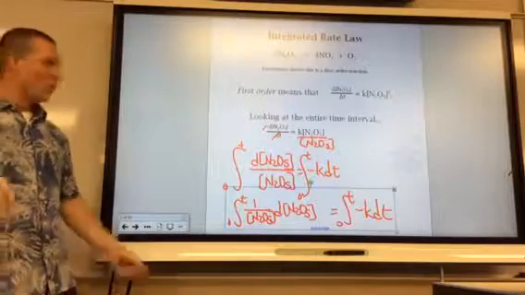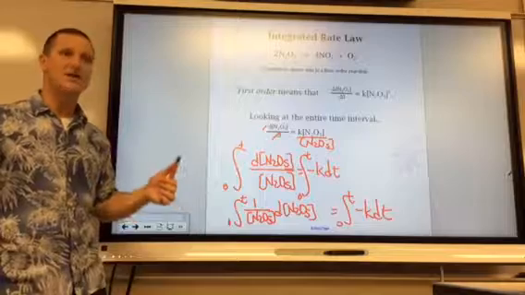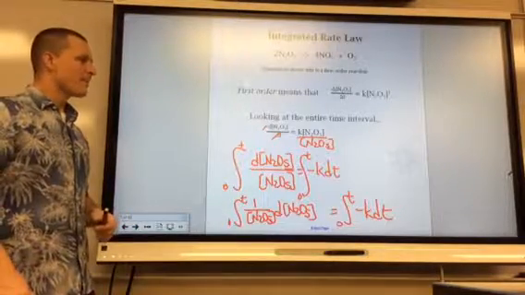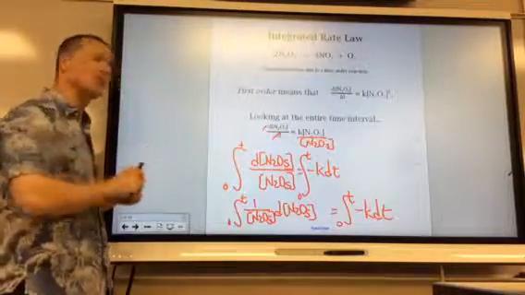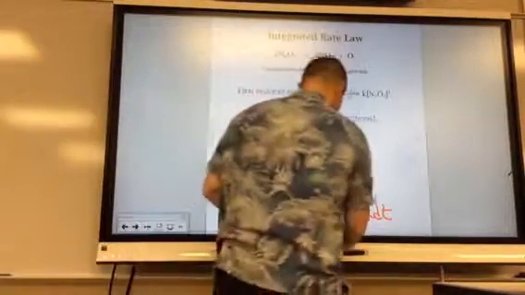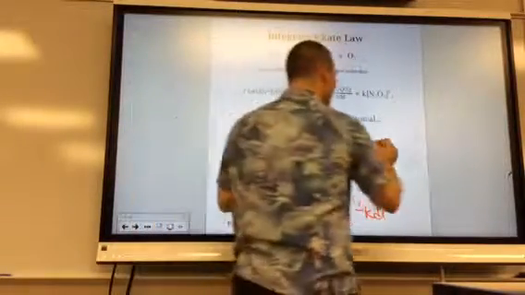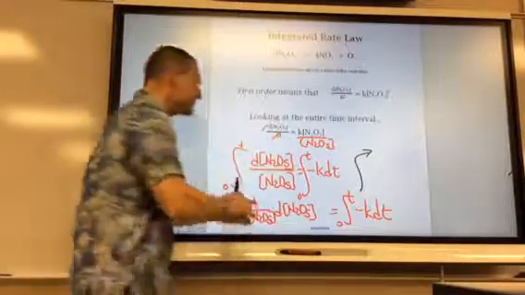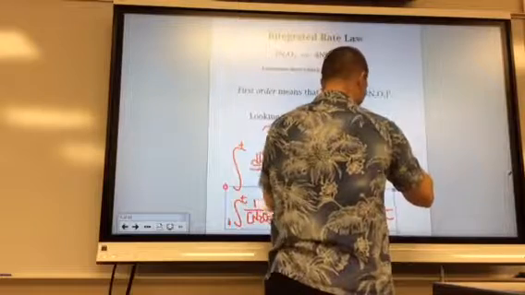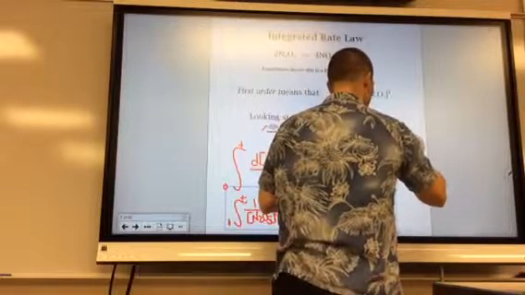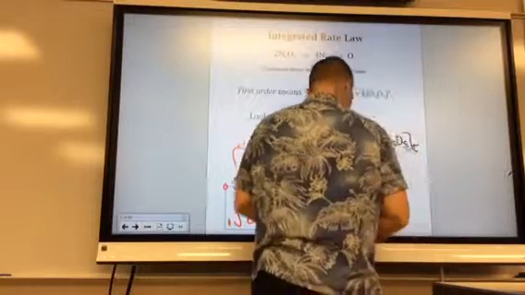Okay, my calculus friends, what is the integral of 1 over x? ln of x, that's right. The natural log of x. All right then, see? Now you know that ln of x turns out to be the integral of 1 over x. Okay, so here's what it means. This is over a time interval, so it's not ln of x, it's ln of N2O5 at time t minus, this is going to be a big stinking mess.